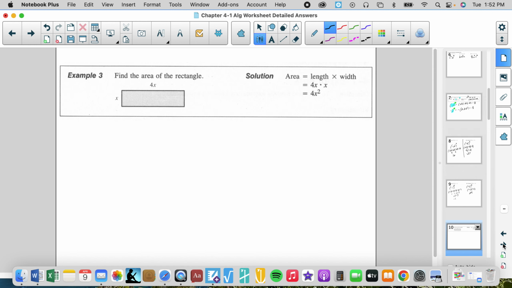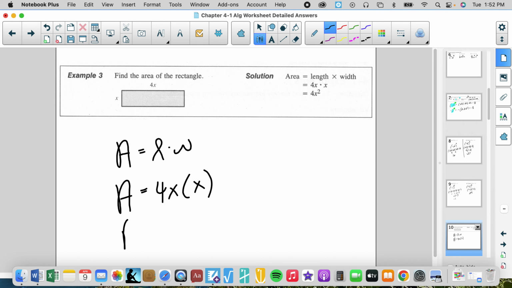Find the area of the rectangle. So we know the area of a rectangle is length times width. So the length in this case is 4x times the width is x. And so my area is going to be 4x squared, because that's 4 times x times x, which is 4x squared.